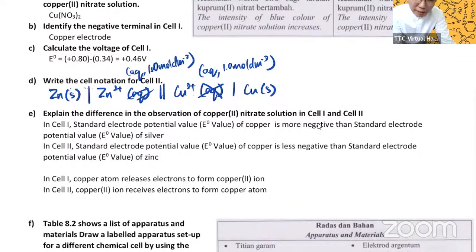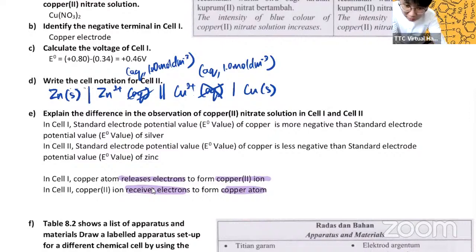Okay, so from here the answer should be something like this. We talk about the value first: more negative, less negative. In cell one, the copper atom releases, or you can say donates, electrons to form copper(II), that's why the blue color is more. But in cell two, copper(II) receives electrons to form copper atom. So the reaction is actually inverse. One is Cu to Cu2+, one is Cu2+ to Cu. That's why the color in one increases, and in one decreases.